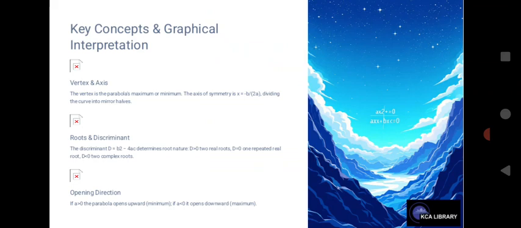In quadratic equations, we usually talk about vertex and axis, roots and discriminant, and also opening direction. It is good for you to note the difference between them. For instance, vertex and axis. The vertex is a parabola's maximum or minimum. The axis of symmetry is x equals minus b over 2a, dividing the curve into mirror halves.